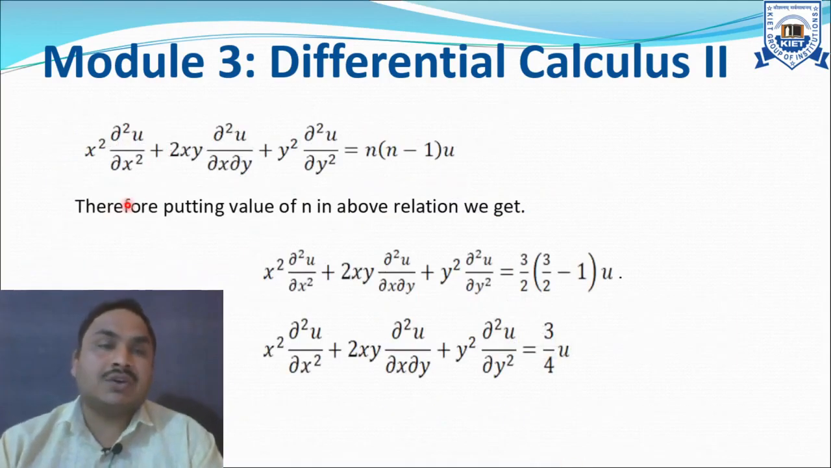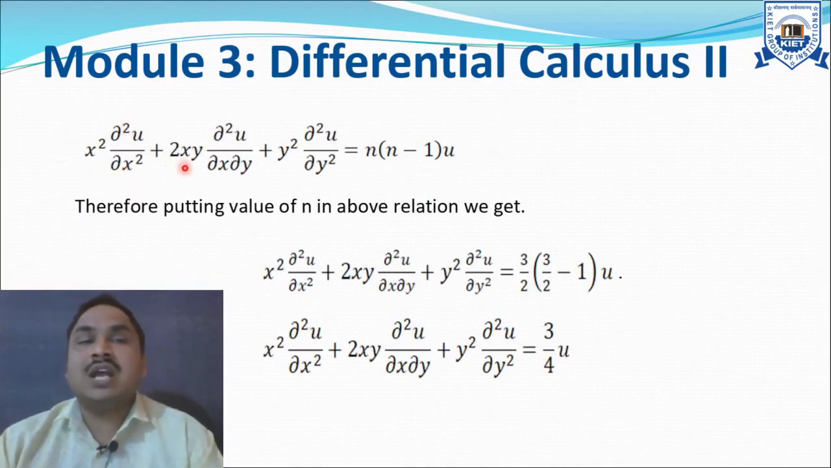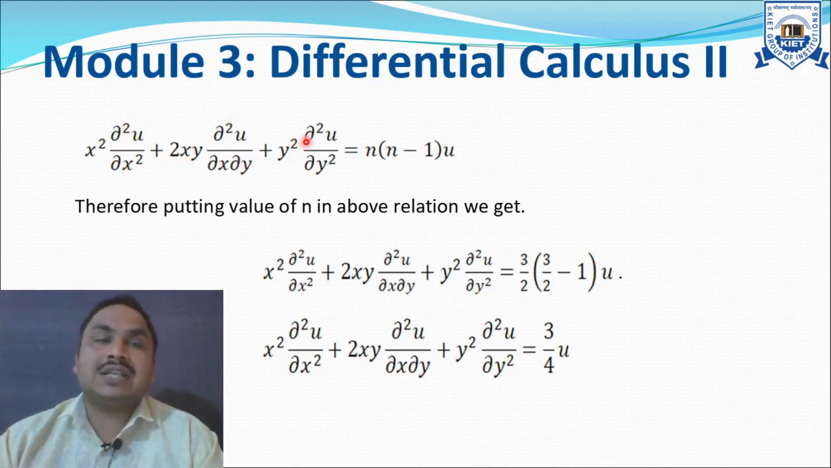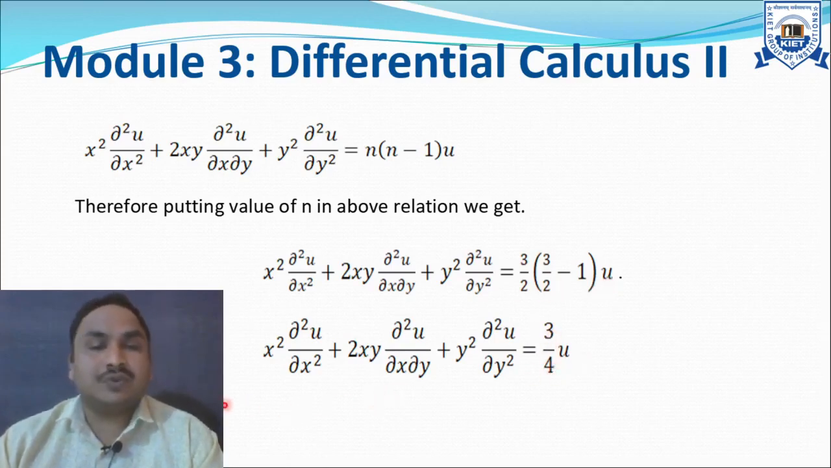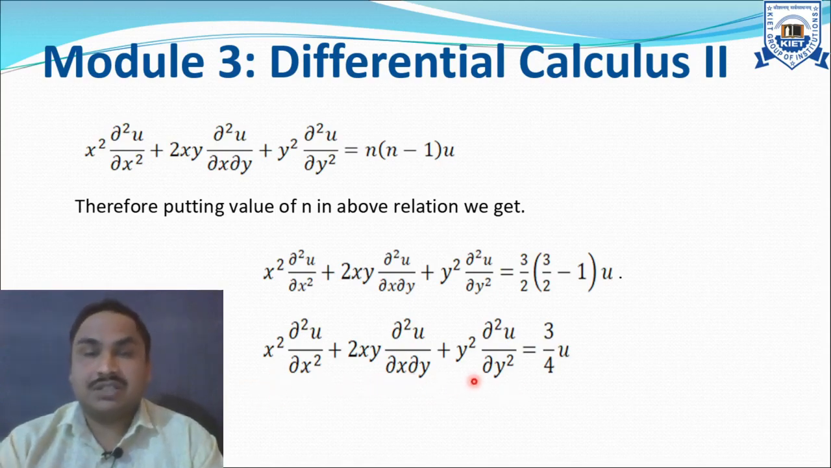Therefore, by Euler's theorem for second order derivatives, we have x² ∂²u/∂x² + 2xy ∂²u/∂x∂y + y² ∂²u/∂y² equals n(n minus 1)u. Now we put the value of n as 3/2, and we get x² ∂²u/∂x² + 2xy ∂²u/∂x∂y + y² ∂²u/∂y² equals 3/2 into (3/2 minus 1) into u. After simplification, we get 3/4 u. This is the value of the desired second order partial derivative expression. Thank you.